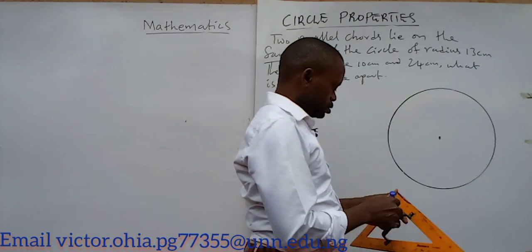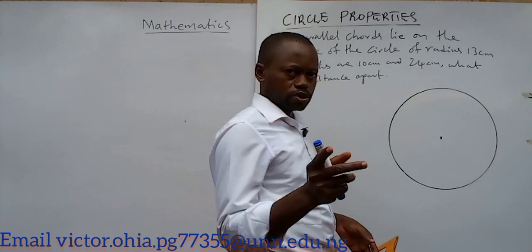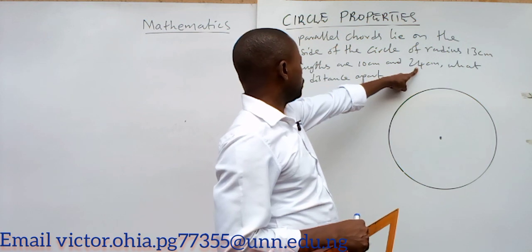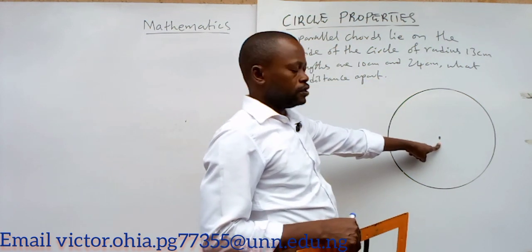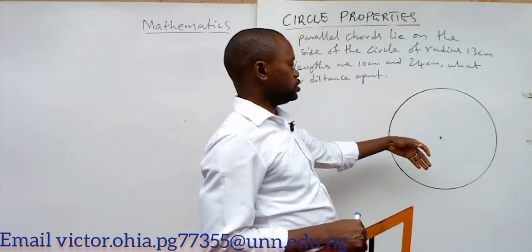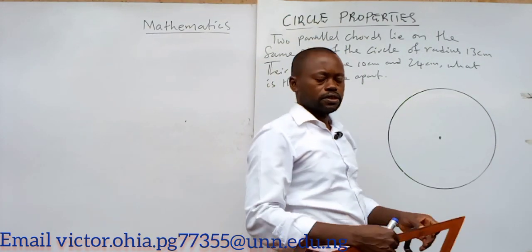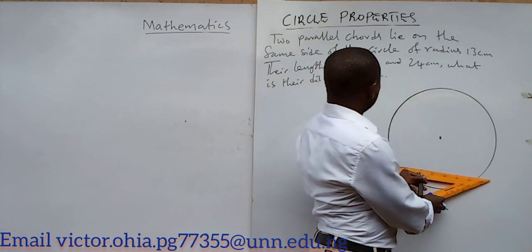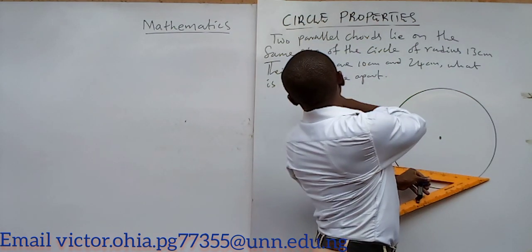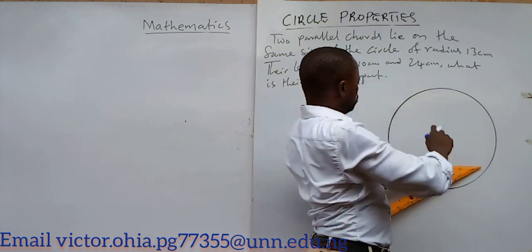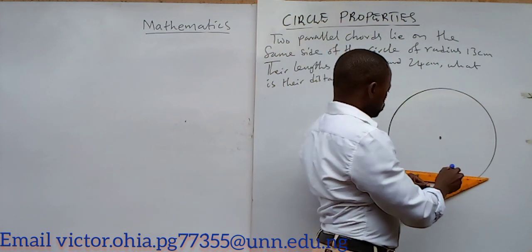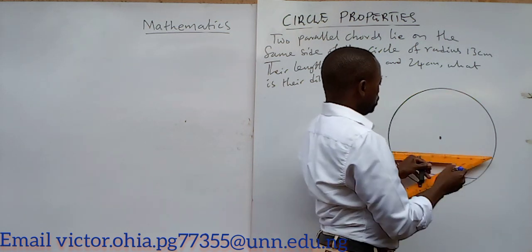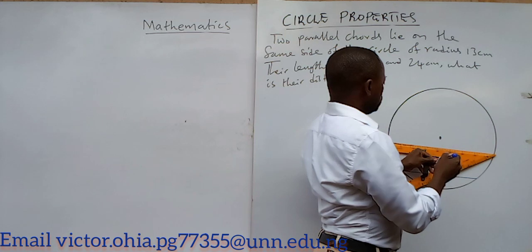these two chords. There's one more thing I want you to capture here. The chord that is 24 cm will be closer to the center, because the closer the chord is, the wider it is. So it has to be closer to the center. The other one, 10 cm, should be a little bit away. So I have this one, and then I have this one.